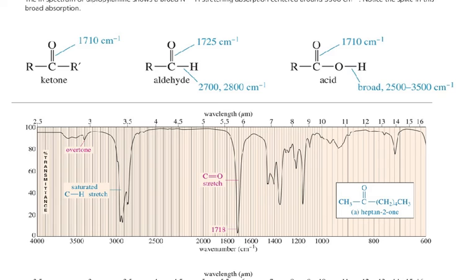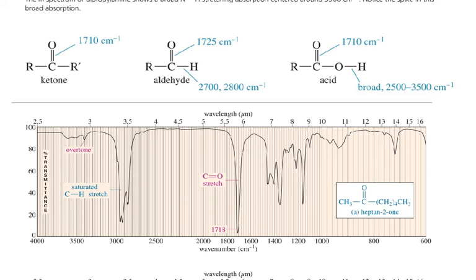If you have a conjugated carbonyl, which means you have a carbonyl and then some type of double bond, that's going to absorb lower. Conjugation lowers things. So if you have a conjugated carbonyl, it's going to be maybe 1650 or something. There's also some other signals that are important.